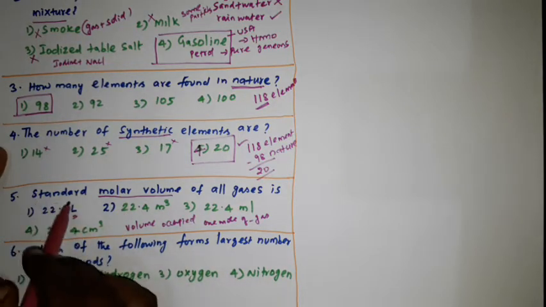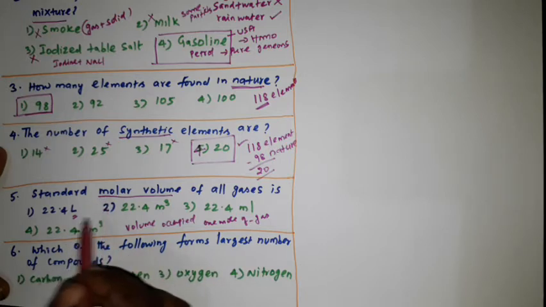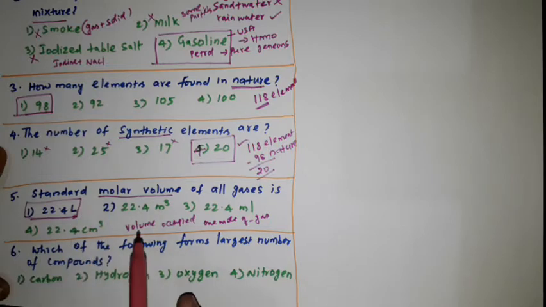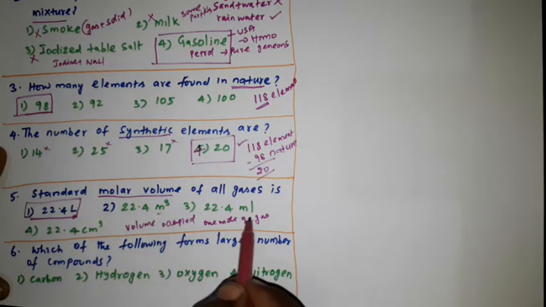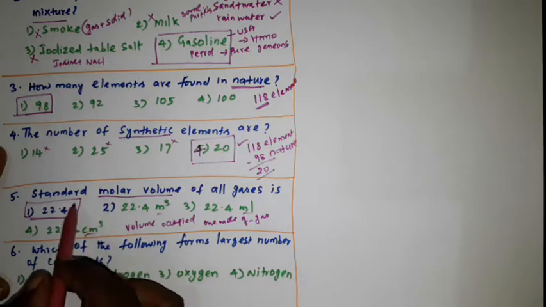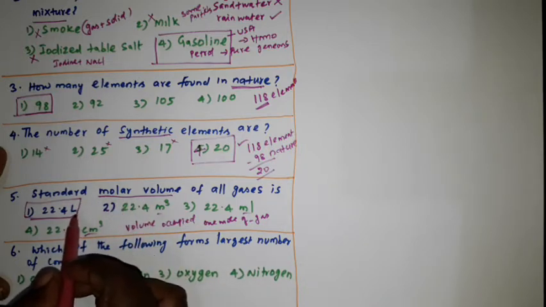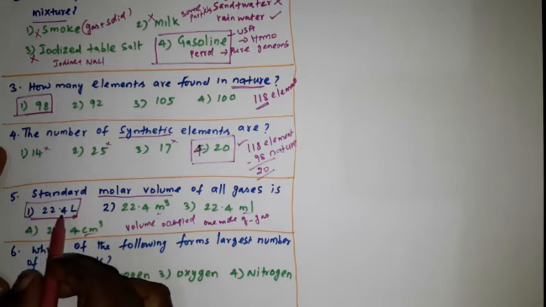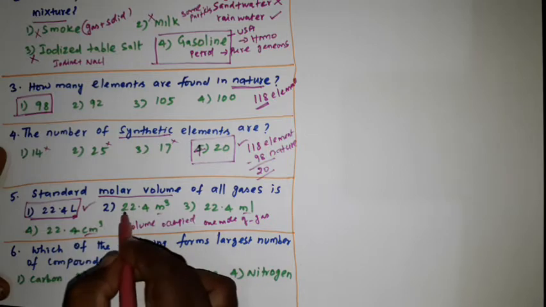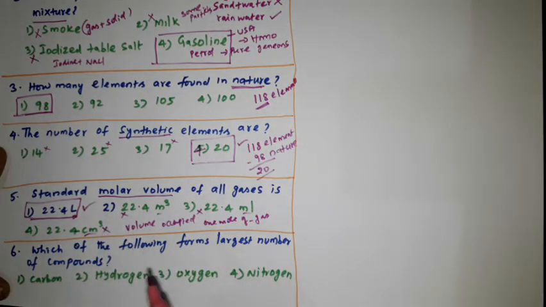Here, standard molar volume means standard conditions. What is the value? See, 22.4 is the correct answer. Meter cube, milliliter, centimeter cube are wrong answers. Generally, standard molar volume is expressed in liter. That value is 22.4 liter. So option 1 is the correct answer. The others are wrong.